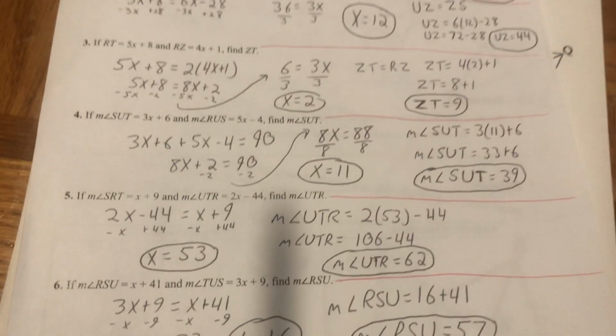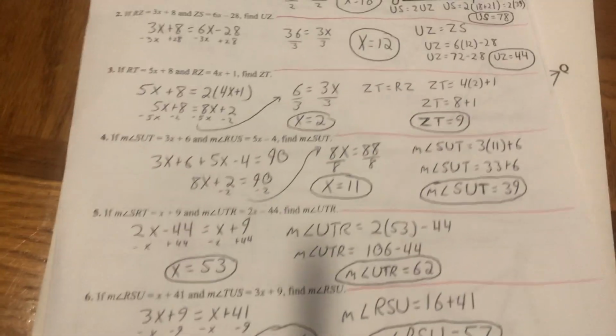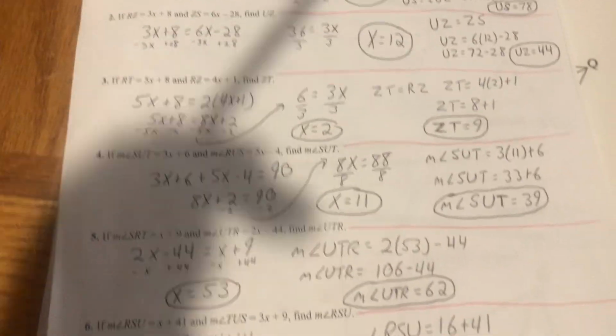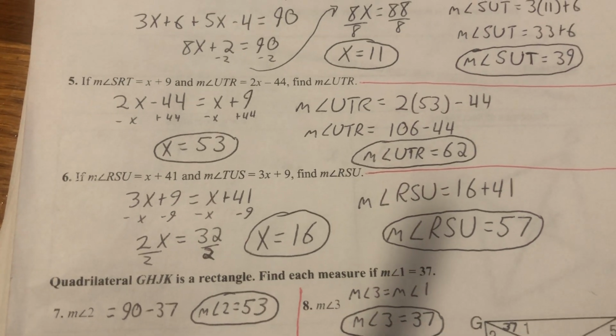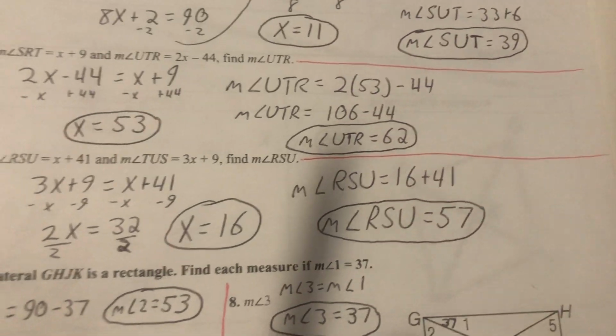After that, to finish it off, we have RSU versus TUS. So again, that's another pair of alternate interior angles there. So we set them equal to each other. You get x equals 16, and then plug back into RSU to get 57.